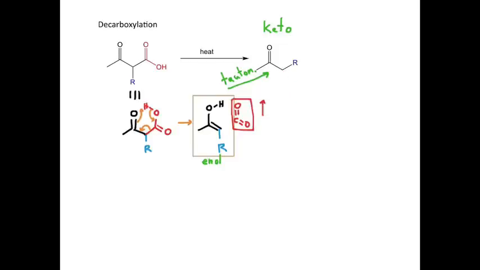So this is the last step in the mechanism, the decarboxylation reaction. We redraw the carboxylic acid. We have the 6-electron process which forms the enol, and the enol can undergo tautomerization to form our ketone. And that is in fact our final product. Okay, so let's look at one more example here.